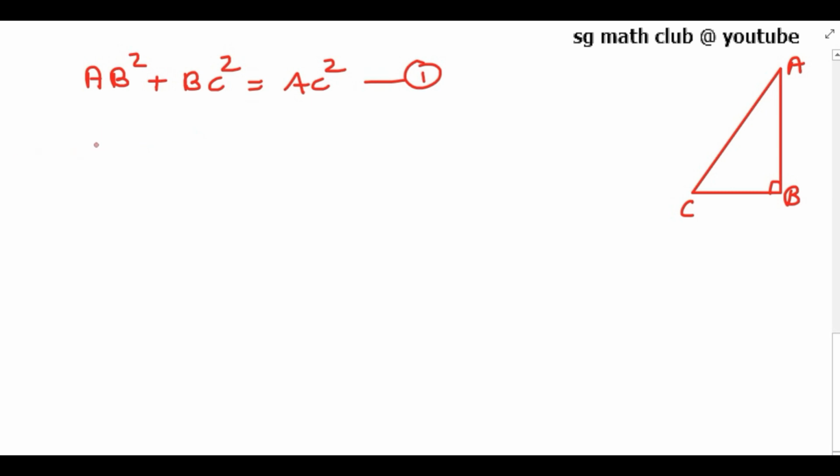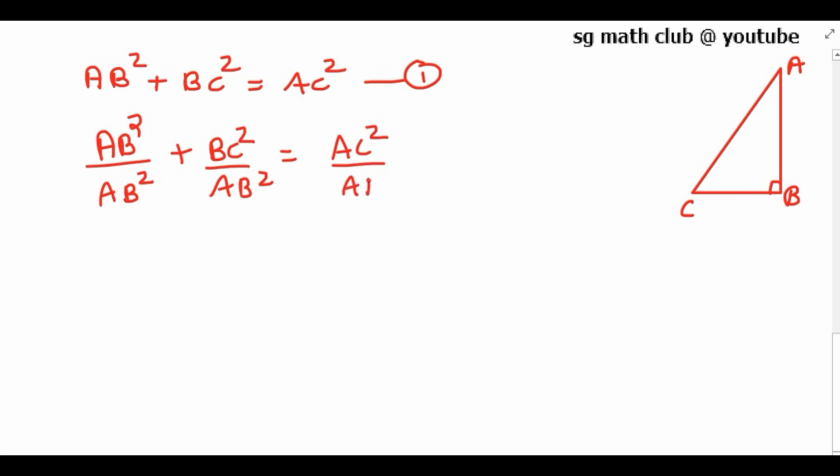Now I am going to divide this equation throughout with AB square. So AB square divided by AB square plus BC square divided by AB square equal to AC square divided by AB square. Now what is AB square by AB square? It is 1. You cancel AB square and AB square. Write BC square by AB square in terms of trigonometric ratio.